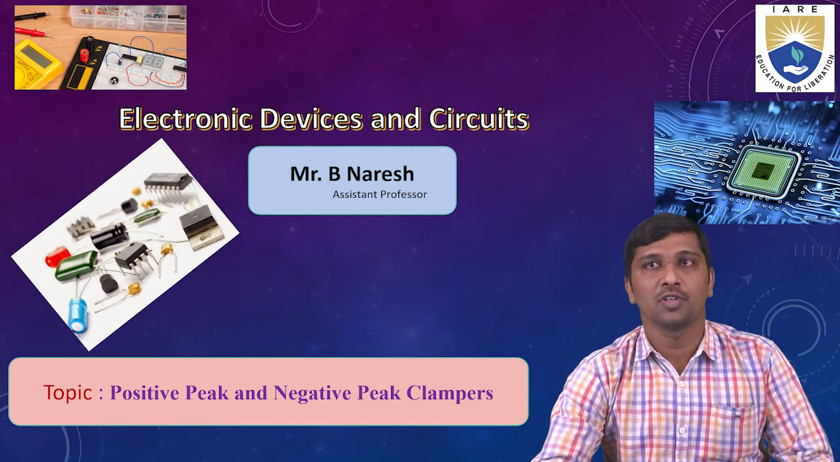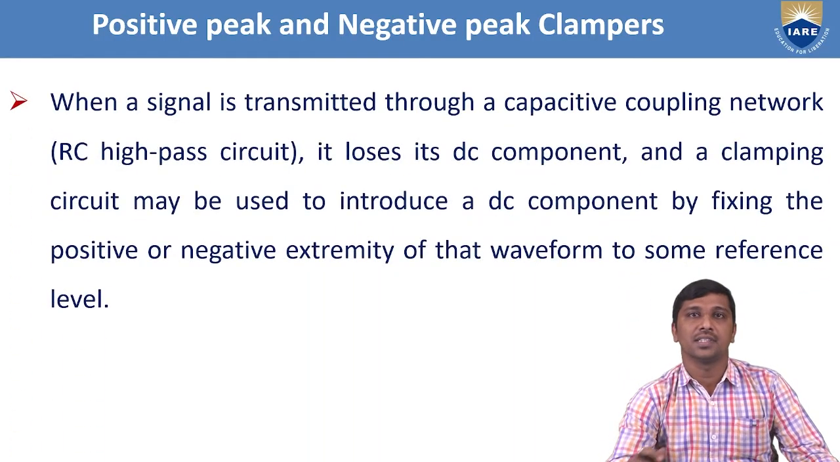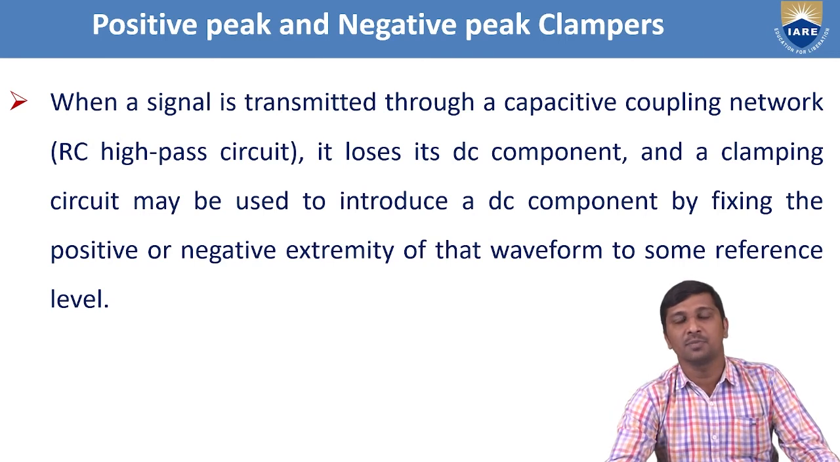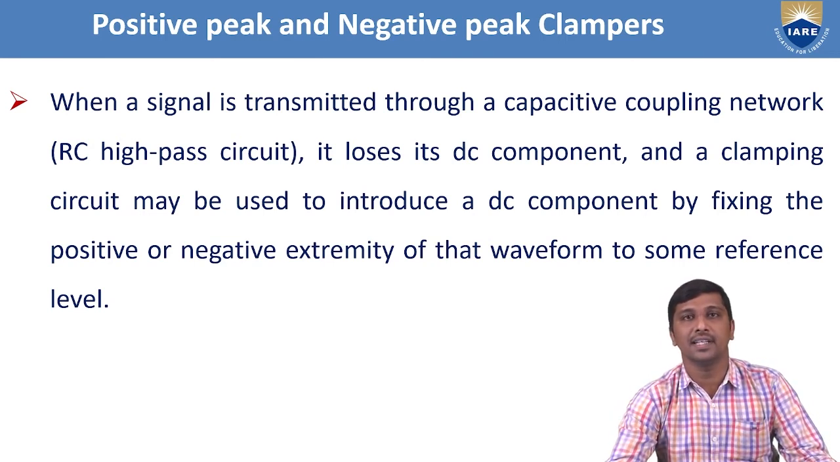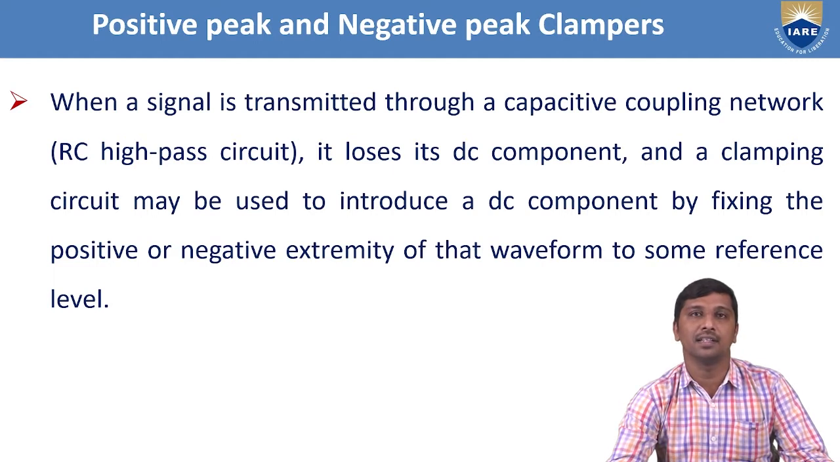Today's topic is positive peak and negative peak clampers. Before going to the clampers, what is the purpose of the clamper and what is a clamper? For this clamper circuit, we are going to use two components, a capacitor and a diode. We design this clamper circuit using the PN junction diode along with a passive component, the capacitor. In this network, the input signal is passing through the capacitive element.